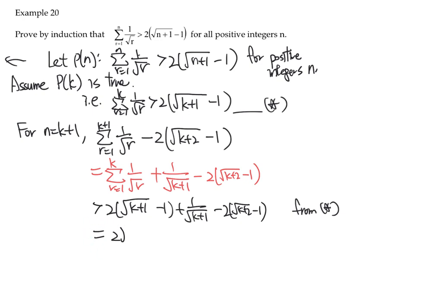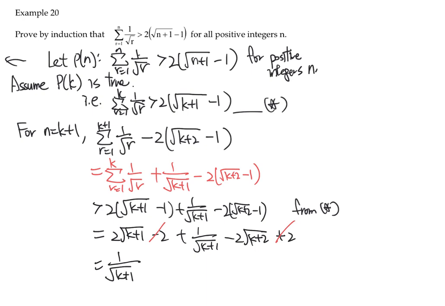That is 2 square root k plus 1 minus 2 plus 1 over square root k plus 1 minus 2 square root k plus 2 and then plus 2. That's 2 can be eliminated. And then what we do next is just take out the common factor k plus 1. We take out the common factor, the denominator, square root k plus 1, just like what we did before. That is 2k plus 2.